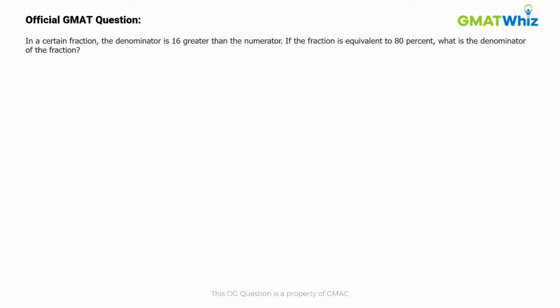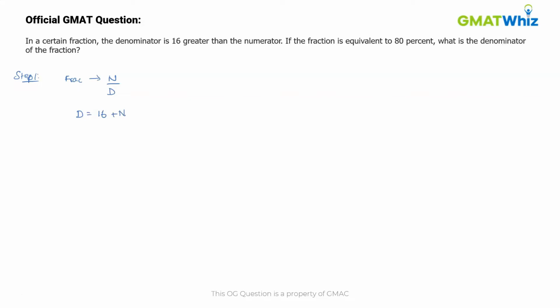In this question we are given that in a certain fraction the denominator is greater than the numerator. So let's write down the information first. Let's assume the fraction to be of the form n by d. It is given that the denominator is 16 greater than the numerator. That means that we can write the denominator as 16 plus n.